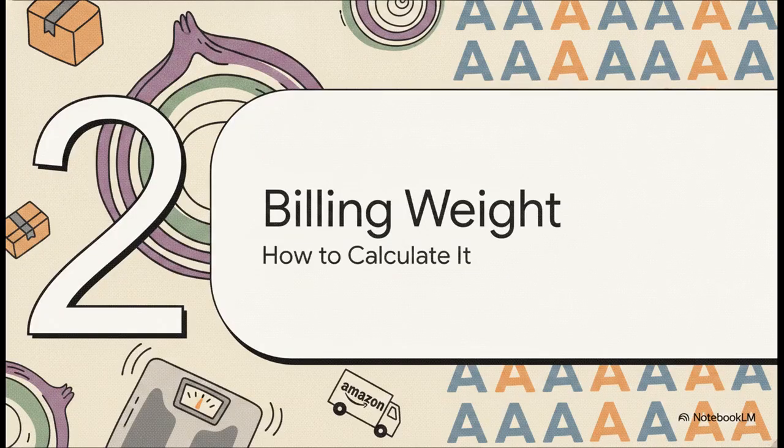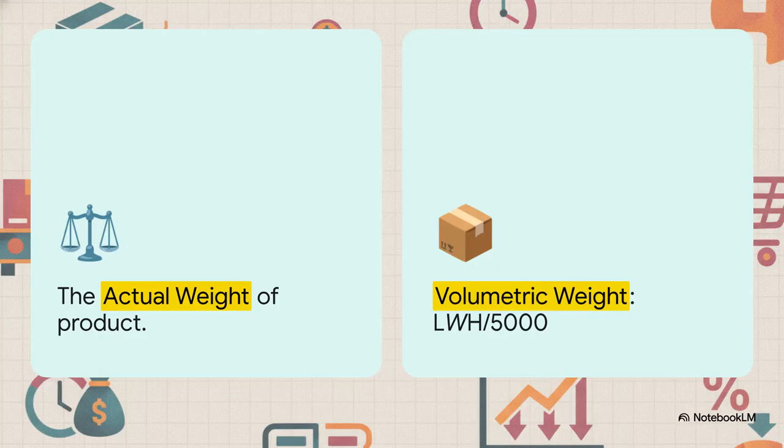Which brings us nicely to Section 2, how to calculate billing weight. We need to peel back the next layer of the onion here, because as I hinted at a second ago, the weight of your product isn't always what it says on your bathroom scale. The most crucial thing to remember is that Amazon will always look at two completely different numbers, the actual weight of your product and its volumetric weight.